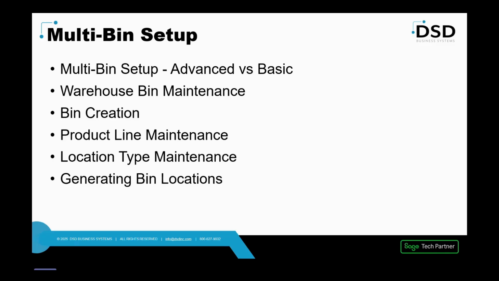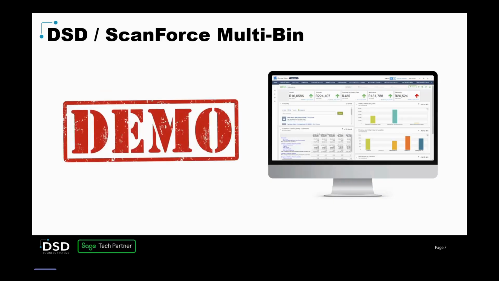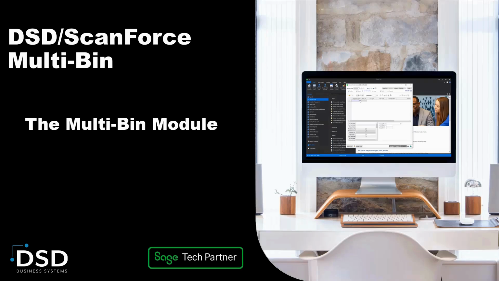We will also be covering the setup of the multi-bin module, which includes multi-bin options for both basic and advanced. We'll discuss enabling multi-bin by warehouse. Then we'll cover bin creation, then product line maintenance, location type maintenance, and finally, how to auto-generate bin locations. We'll start the demo video now.